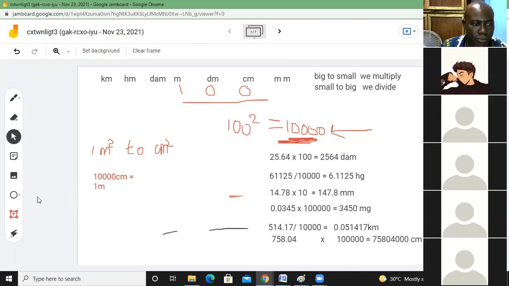Let me fix it for us now. It takes 10,000 cm square to give us 1 meter square. You see the point I'm making? We knew the relationship was 100 centimeter to 1 meter, but because we're dealing with the world of square, this is what happened.